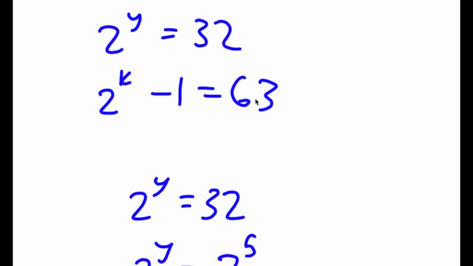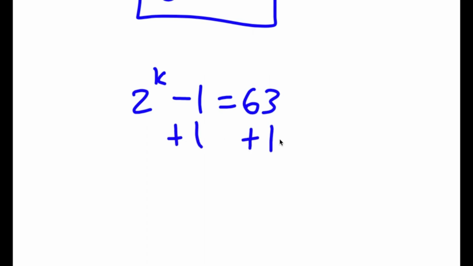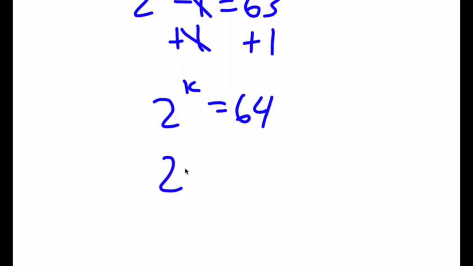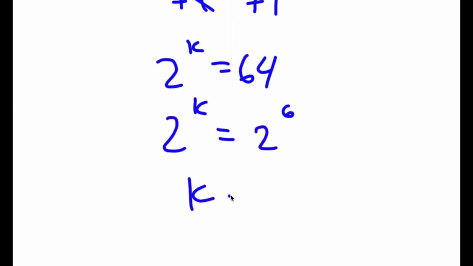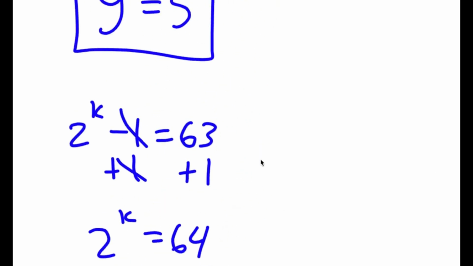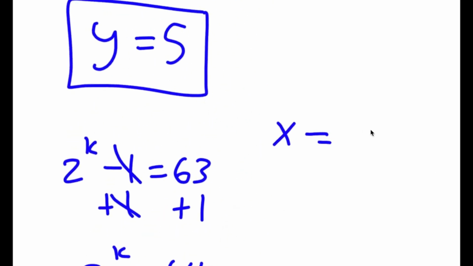Now, for 2 to the power of k minus 1 equals 63, I'm going to first start by adding 1 on both sides, so these two cancel out. So now I have 2 to the power of k is equal to 64. 64, that's the same thing as 2 to the power of 6, meaning k is equal to 6. Now remember, x is equal to y plus k, so x is equal to 5 plus 6, meaning x equals 11.